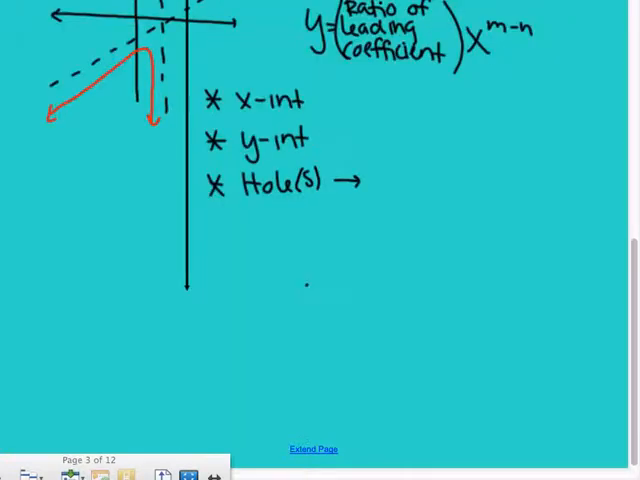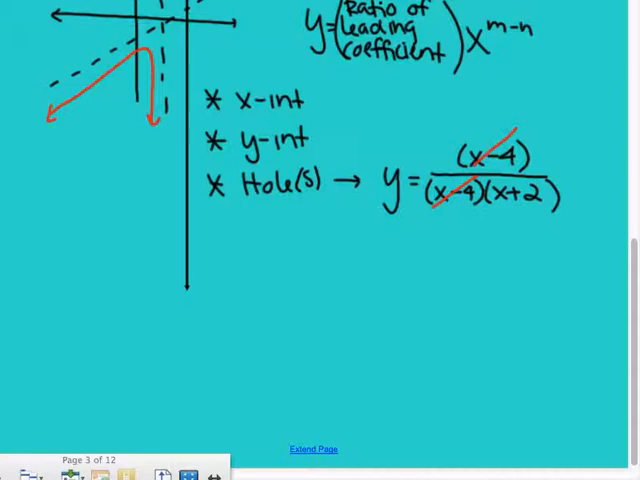Holes occur when you have a factor in the numerator that's the same in the denominator. So for example, if I gave you a rational function y equals x minus 4 over x minus 4 times x plus 2, and I told you to graph it, notice how there's an x minus 4 in the numerator and in the denominator. If I was simplifying these, I would say that those cancel out because it's just 1.